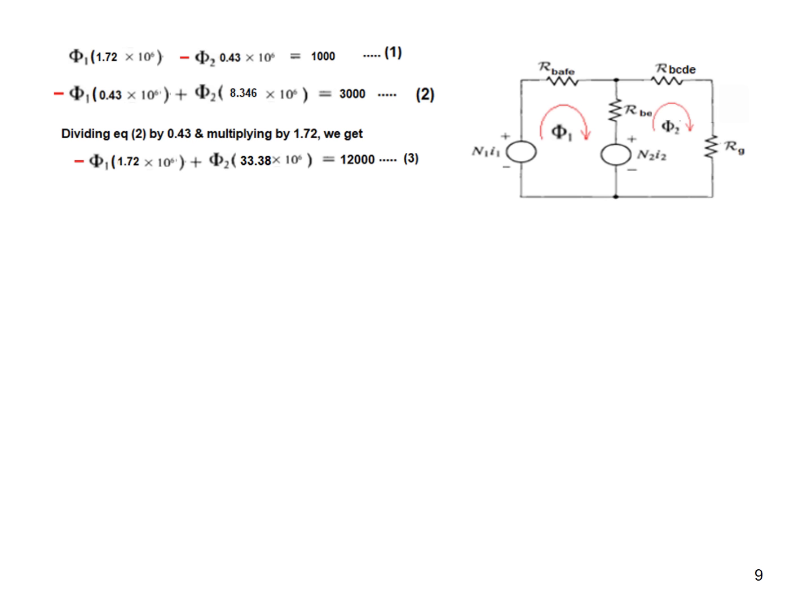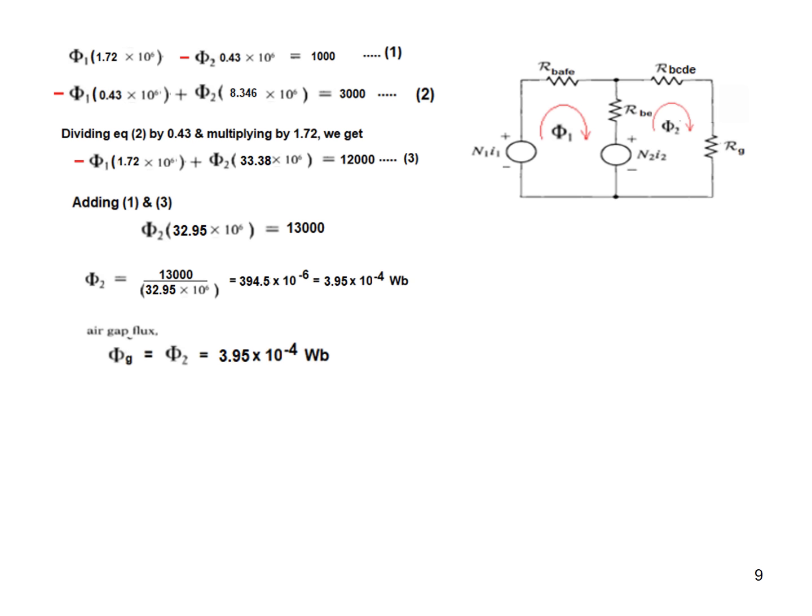Now we can add 1 and 3. So the first term will get cancelled. So let's see. Adding 1 and 3, we get phi2 times 32.95 10 raised to the power 6 is equal to 13. So adding these two. And from here we calculate phi2, which is 3.95 10 raised to the power minus 4 Weber. Now if you see the diagram, the air gap flux phi g, which is the flux across this, is same as phi2. So phi g is equal to phi2 is equal to 3.95 10 raised to the power minus 4.